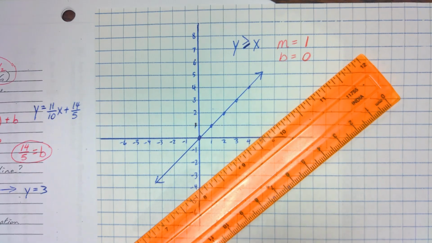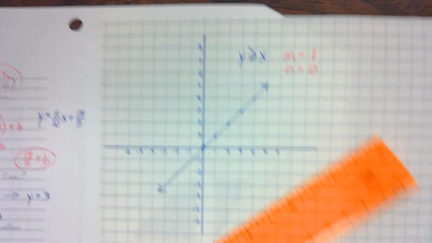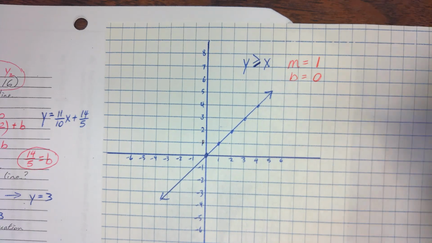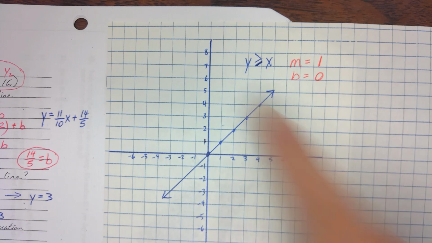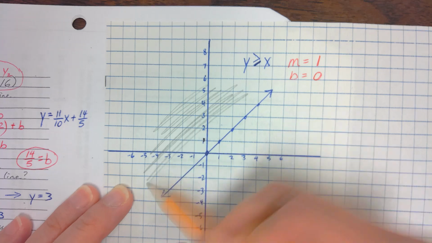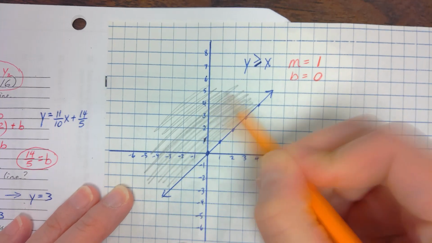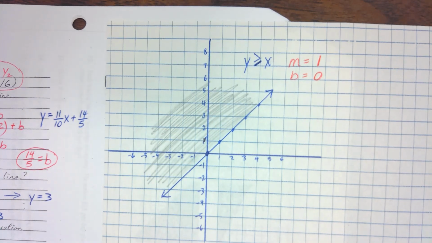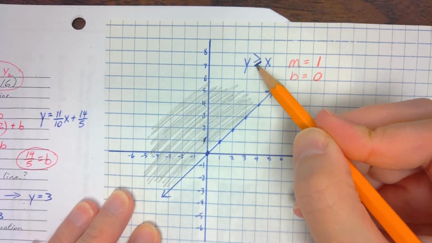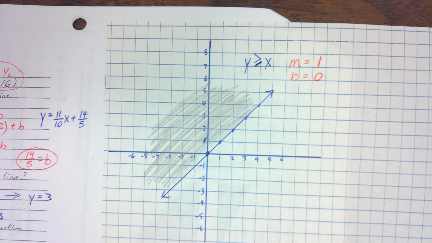Okay. Am I done the question? I have to shade it in. Am I shading above or below? Above, because it's greater. So it's a solid line and I'm shading above it because it's greater. Okay.